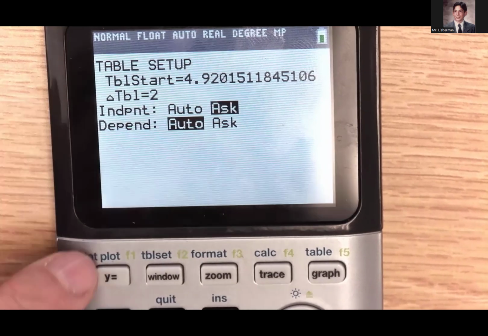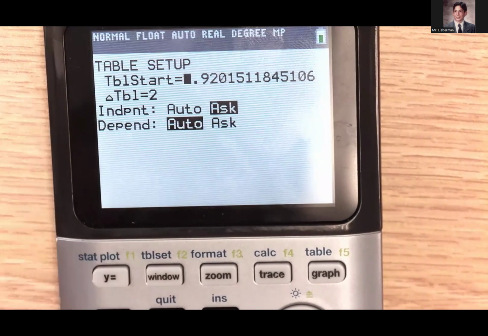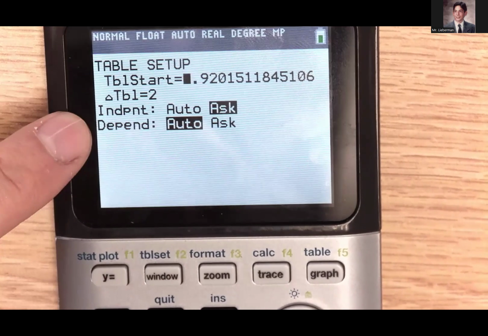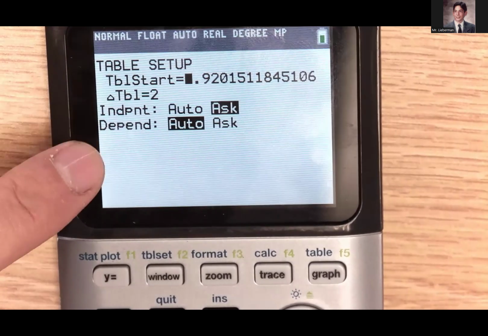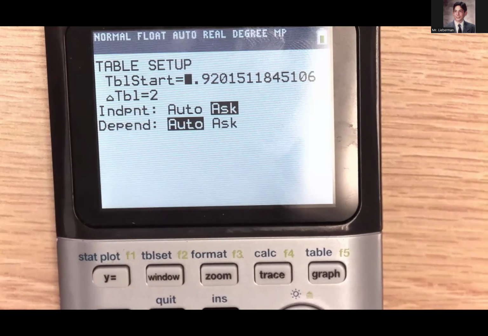Yeah. So in table set, which is from the second window, you want to make sure, and you can copy it from here: independent ask, dependent auto.